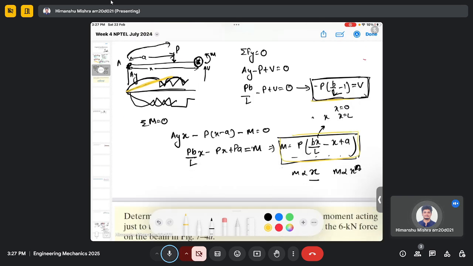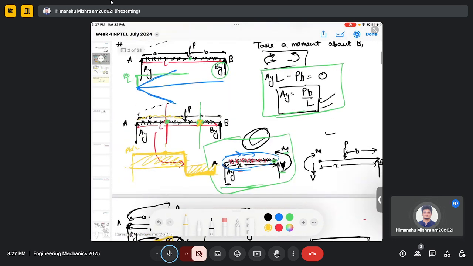And when you keep changing the value of x in the expression, you will more clearly get how it is changing. So it could be like this. This is just a representative. So this is how we solve for bending moment and shear force at different locations of this beam.